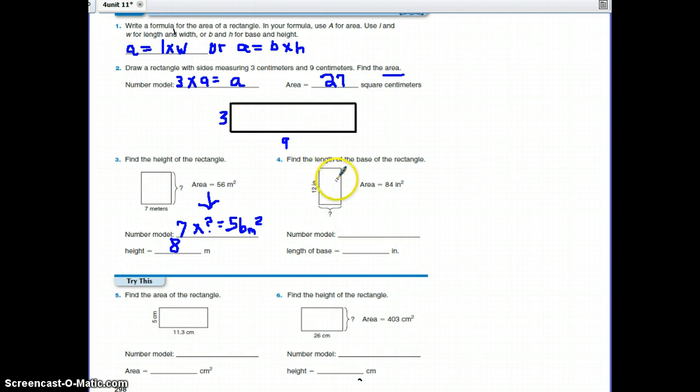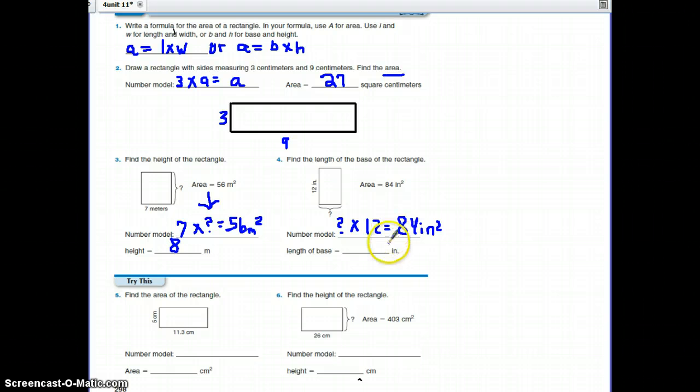Let's look at the next one. This is telling me that, hey, you know what? This time you don't have the length of the base of the rectangle. So what times 12 is going to equal 84 inches, and again, squared. So 12 times what gives me 84?